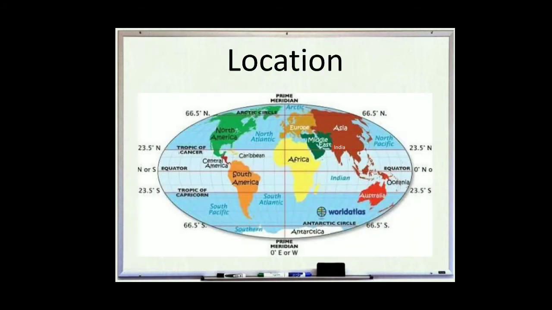Location. This we have already discussed, but one more feature I would like to explain to you. When we see India, there is one line which crosses the middle of India and divides India into two almost equal parts. This line, which is parallel to the equator and situated at 23 and a half degrees northern latitude, is the Tropic of Cancer. Fine. One more line is given south of the equator, that is the Tropic of Capricorn, and it is situated at 23 and a half degrees southern latitude.